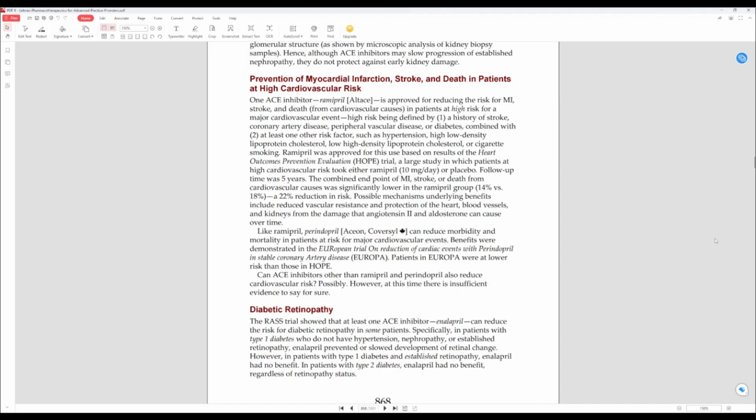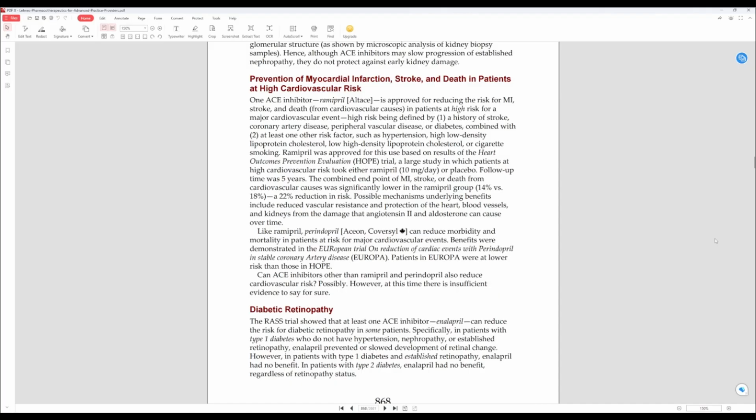Possible mechanisms underlying the benefit include reduced vascular resistance and the protection of the heart, blood vessels, and kidney from the damage that angiotensin II and aldosterone could have caused over time. So, like ramipril, perindopril, or Aceon, can reduce morbidity and mortality in patients at risk for major cardiovascular events. Benefits were demonstrated in the European trial on the reduction of cardiovascular events with perindopril in stable coronary artery disease. Patients who were in this EUROPA trial were at a lower risk than those who were in the HOPE trial.